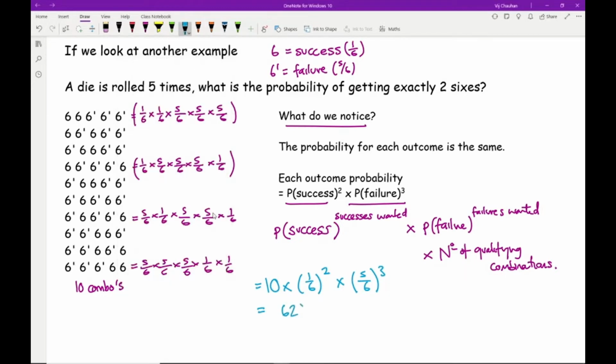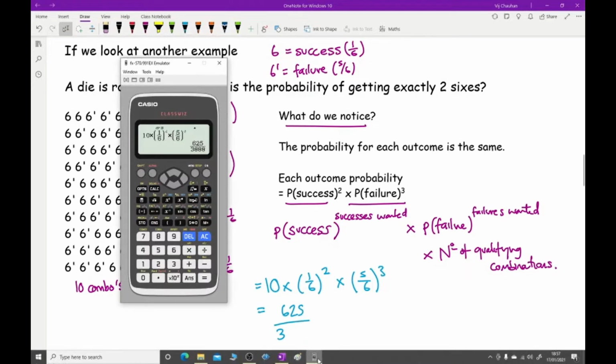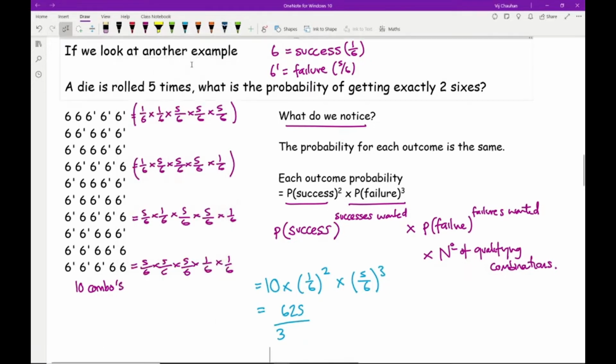So 625 over 3, and let's get the calculator up again, 888. And if I was to write that as a decimal, try keeping your answer to 3 significant figures if it doesn't specify, but it's always good practice for you to write down what you rounded to. So I'm going to go for 0.161 to 3 sig fig, and there is my final answer. But even as a fraction, that would be absolutely fine.